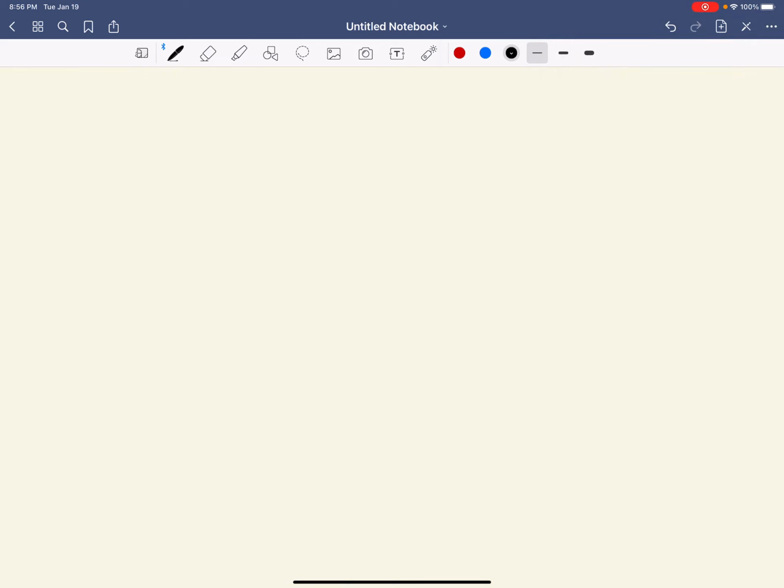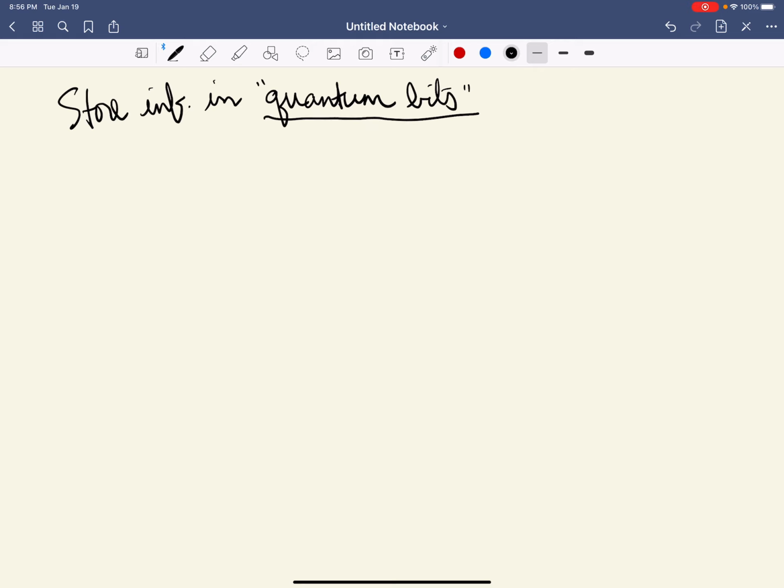Good, yeah. So now what we try to do is to try to store information in not bits but quantum bits. So first of all, you have to be wondering what is quantum bits or qubits. And as we go along, of course, I will be trying to make this notion more precise, just exactly what I mean by qubits.